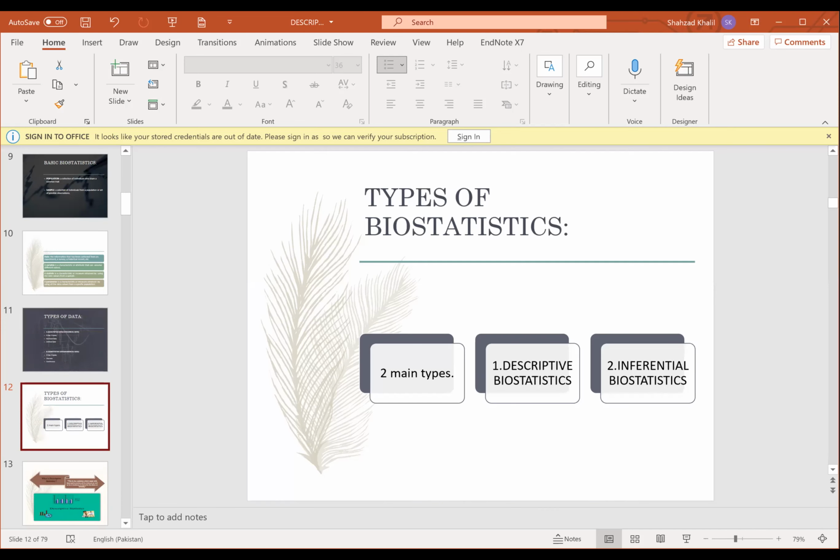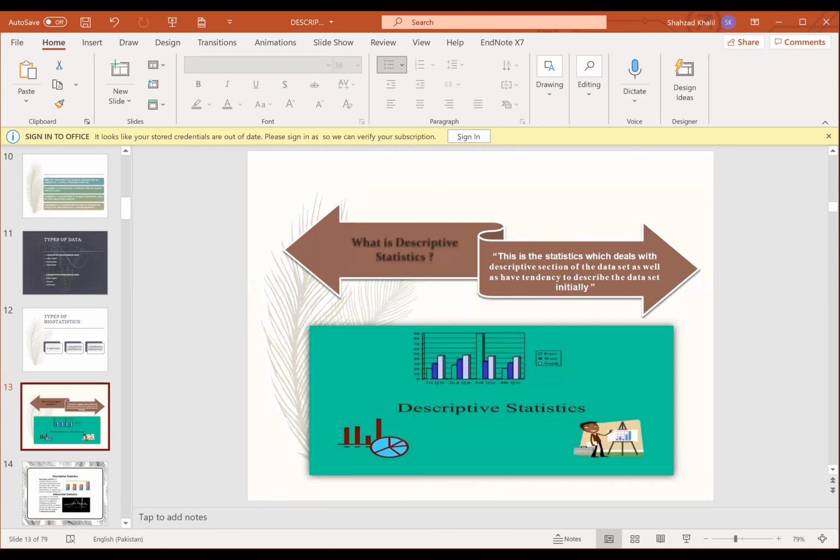Types of biostatistics. It has two main types, descriptive biostatistics and inferential biostatistics. Today, I will discuss descriptive biostatistics, and in my next presentation, I will present inferential biostatistics. So, what is descriptive statistics? It is statistics which deals with the descriptive section of the dataset and describes the dataset initially.